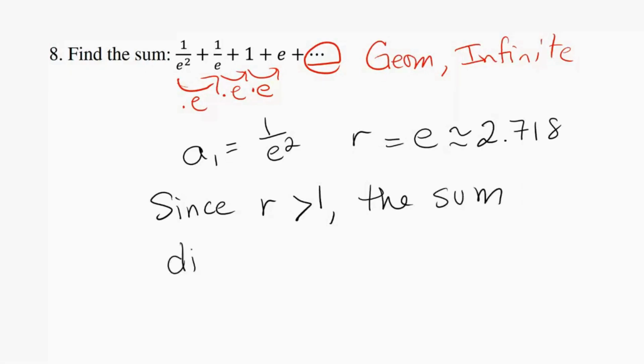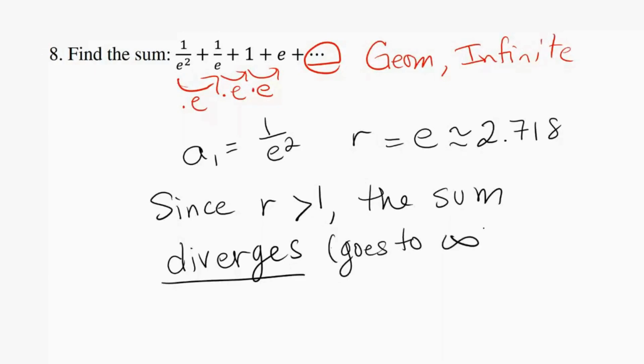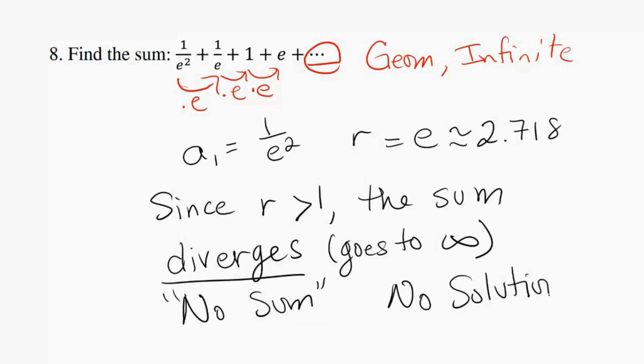We just talked about converges in that last problem. Diverges means that the sum goes to infinity. So that means that we're going to have either no sum or no solution. Read the directions on which one you want to put. I usually like to just put that there is no sum.